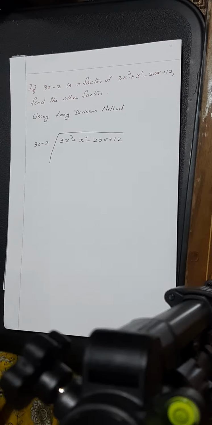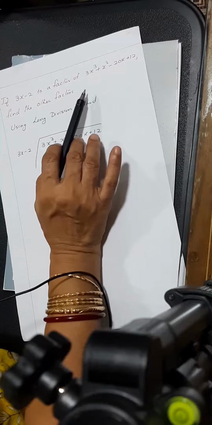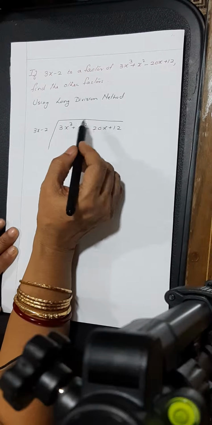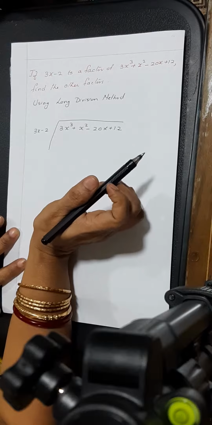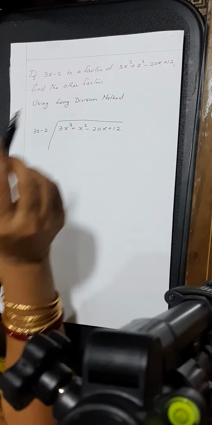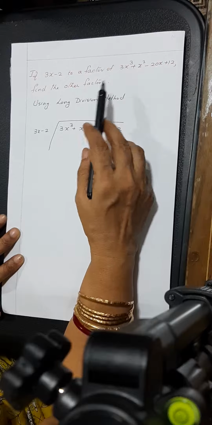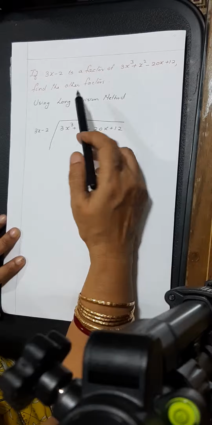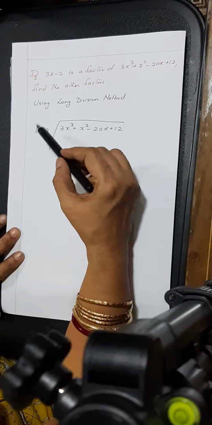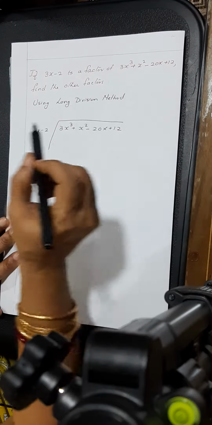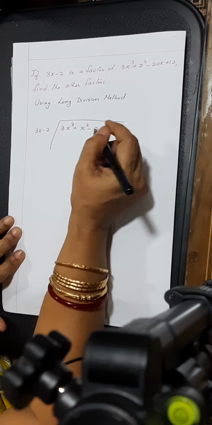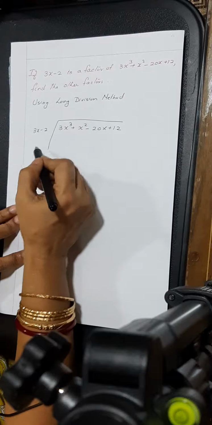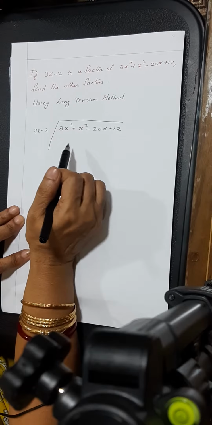If 3x minus 2 is a factor of this, find the other factors. So now we will do the long division method. If you use the factor theorem, just substituting, then you get it is equal to 0. So that is not possible. So we will use the long division method. We have some other methods also. We will be doing it in the next problems. So here we are using the long division method and trying to find the other factors.